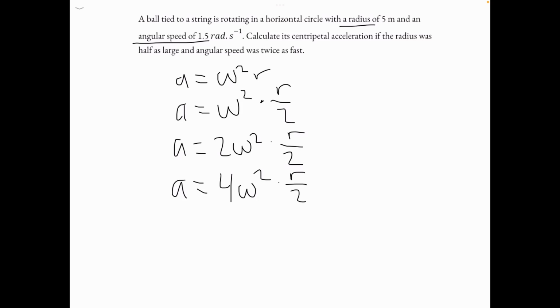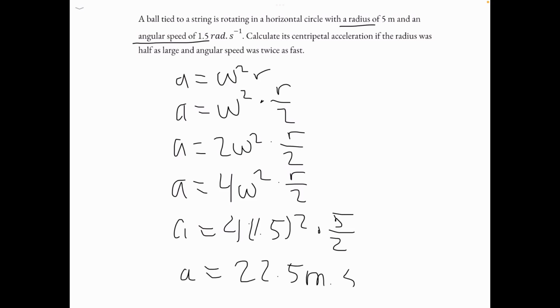And now we can plug in the values, which gives us A is equal to 4 times 1.5 squared times 5 over 2, which gives us 0.5 meters per second squared.